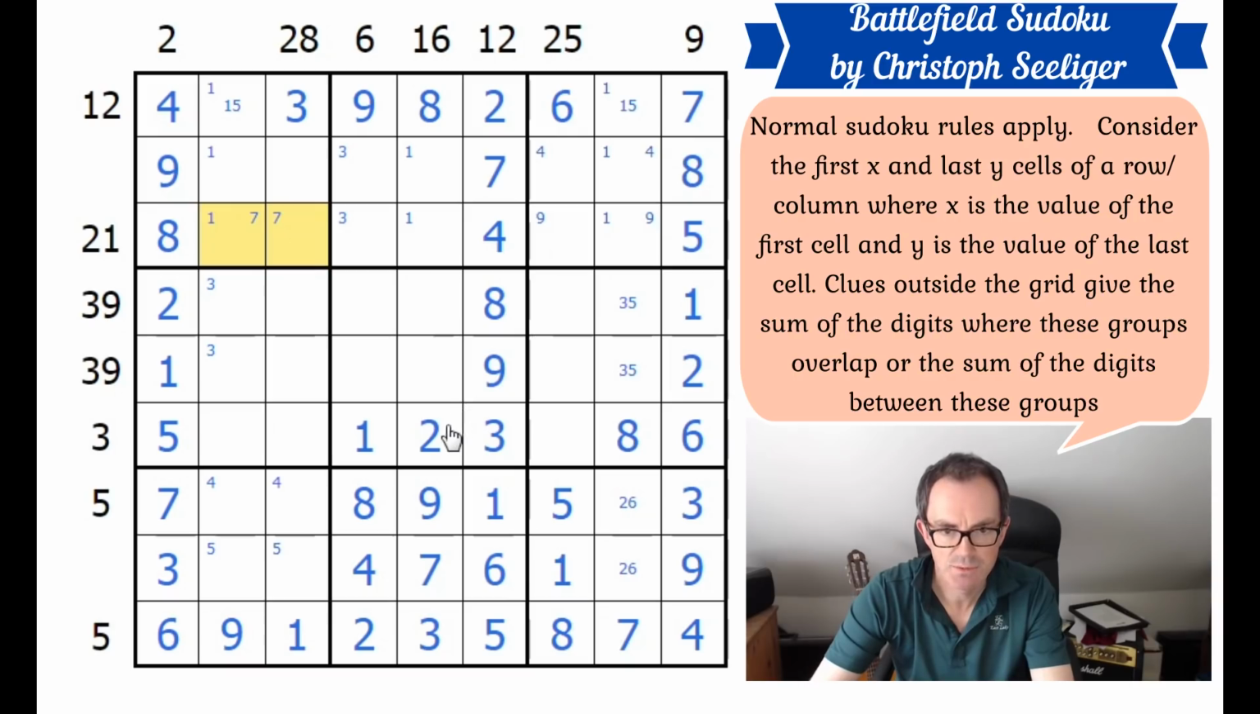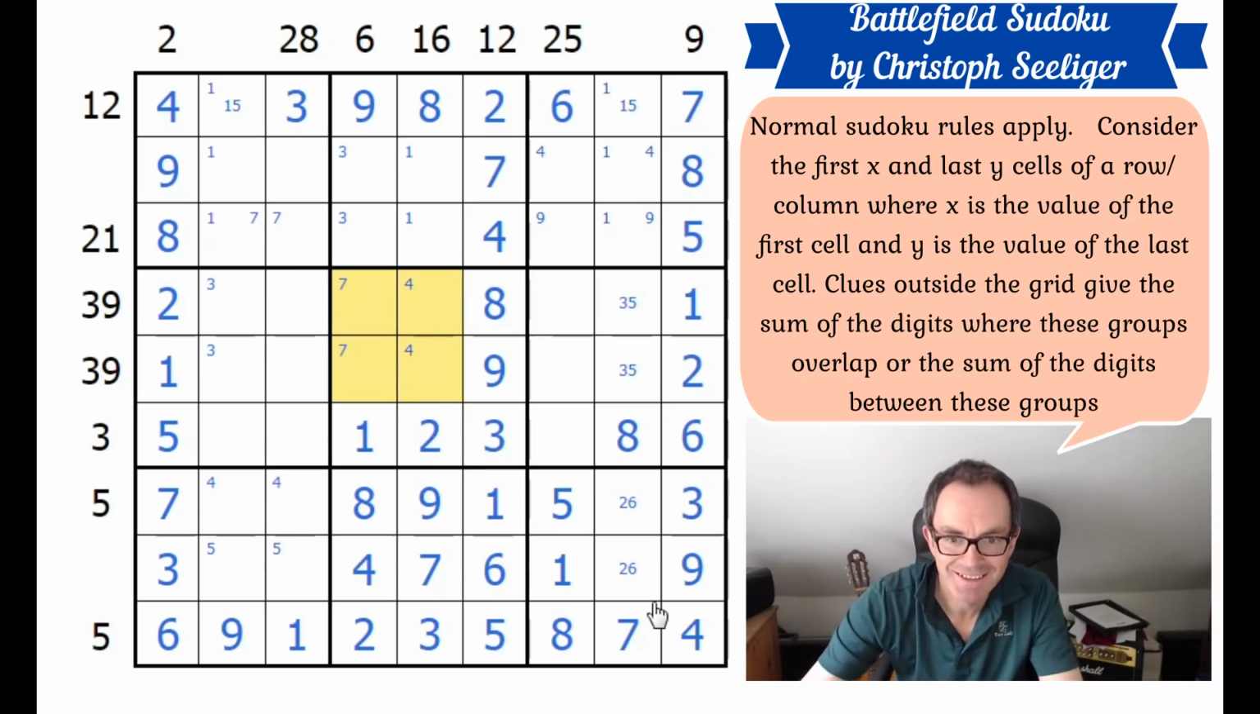Still stuck. Falls into one of those squares. No, it's still not tumbling over. There's 5s and 6s into those squares. These squares here have got to be 4, 7 and 9. Let's put that in. That one can't be 9.